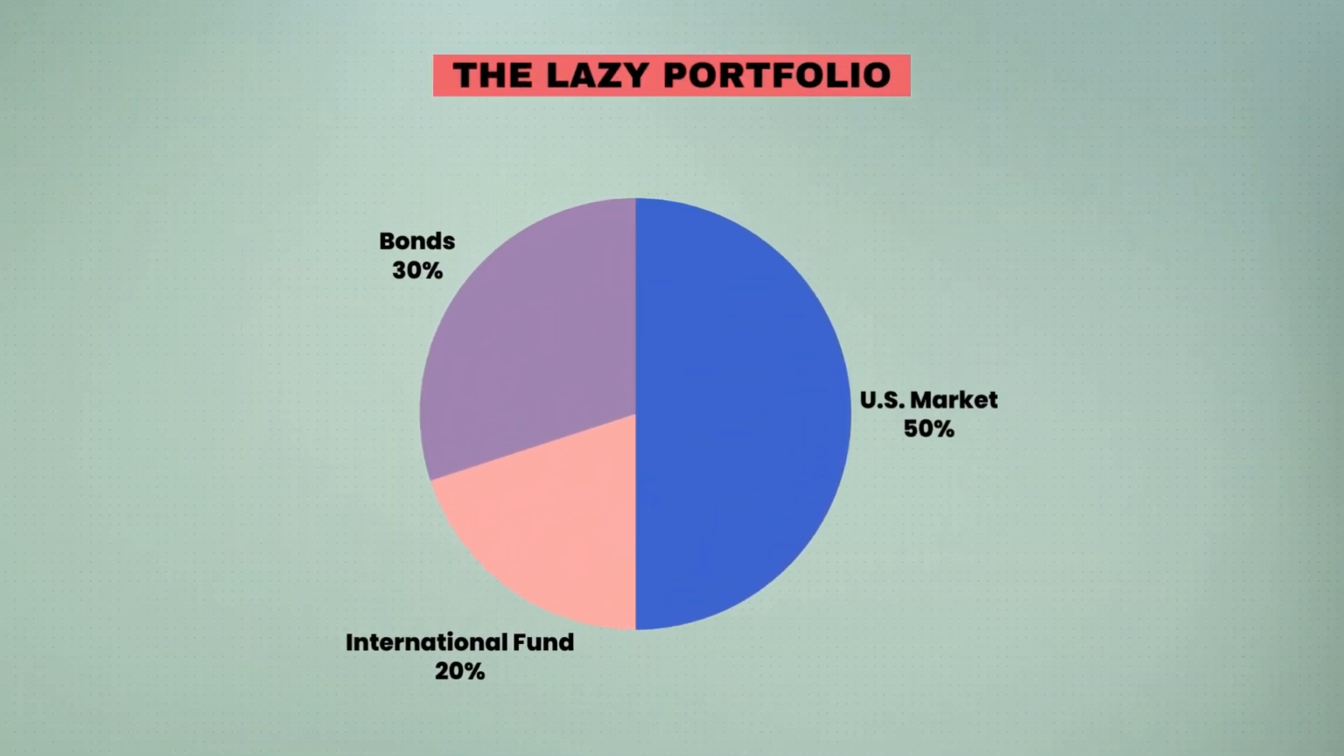A little background on the Boglehead portfolio. It's a simple 3-fund approach. You've got exposure to the US market, an international fund, and the bond fund too, to add some stability to the mix. And it's all divided up in a 50-20-30 split.